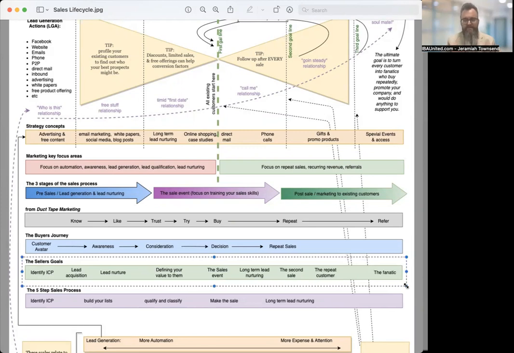Then you have the sales event where they actually make the purchase. And then going into long-term lead nurturing is moving forward with the second sale, and then a repeat customer, and then becoming ultimately a fanatic. And so that's the entire process there. You need to make sure you think about each one of those stages.